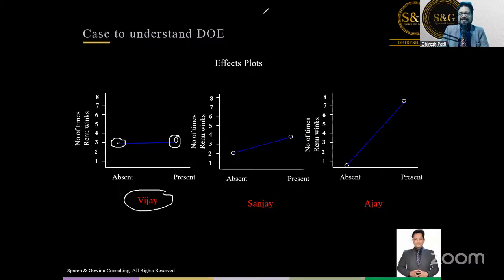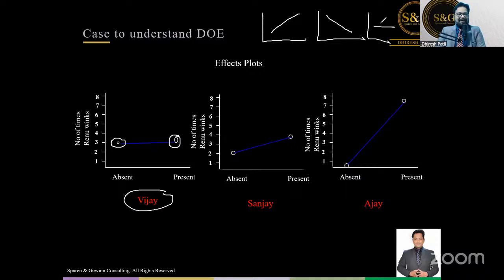Do you remember yesterday's correlation? Positive correlation, negative correlation, and no correlation. How many of you remember that? It's the same fundamental here. Now, Vijay's presence and absence does not make any difference in Sia's smile.